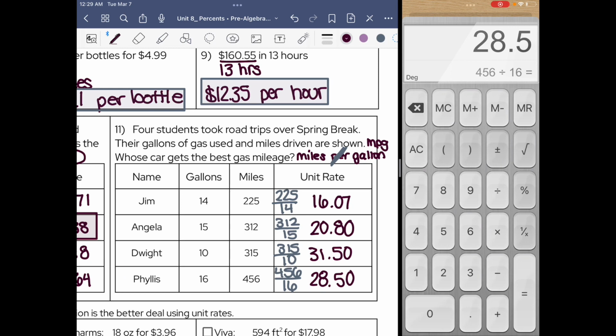So, if I compare just the 2 numbers out front, we have 16, 20, 31, and 28. And it wants to know the best gas mileage. Well, guess what? The best gas mileage is the highest, because you want the most miles out of the gallons. The further you can drive, the less gas you have to buy, the cheaper it is. Okay? So which one is the highest? 31.5, Dwight. So Dwight is getting 31 miles per gallon, and the others are only getting 28 or 20 or 16. So in this case, Dwight is our person who has the best gas mileage.